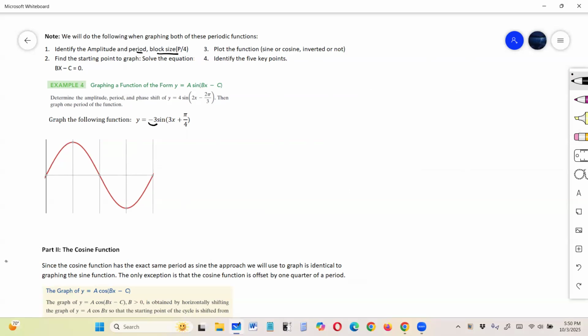Okay, so notice that now the coefficient is negative 3. So I have to find the amplitude. The amplitude is absolute value of negative 3, which is 3. Period is still 2 pi over b, but b now is 3. So my period is 2 pi over 3. And immediately I find the block size. The block size is the period over 4, right? So division of fractions, multiplied by the reciprocal, and we get pi over 6.